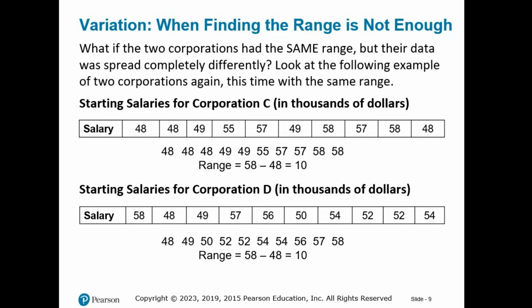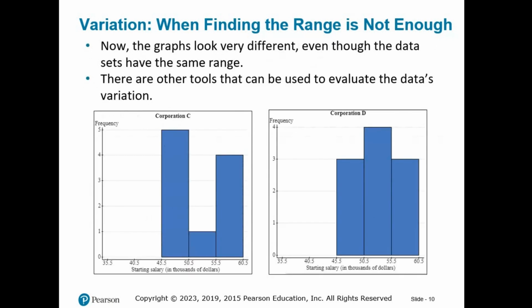We see that Corporation C's lowest value is 48, and its highest value is 58, so its range is 10 or 10,000. When we look at Corporation D, its lowest value is 48, and its highest value is 58 also, so its range is the same, 10 or 10,000. Let's see what the distribution looks like for each of them. Now the graphs look very different, even though the data sets have the same range. The graph of Corporation C is bimodal, with a gap between the two separate peaks. Corporation D is a normal distribution and symmetric.